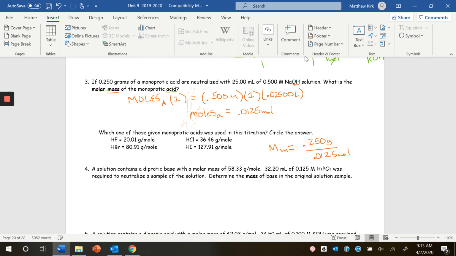So 0.25 divided by 0.0125. And again, with the correct number of sig figs, I think we should have 3 of them. We come up with an answer of right at 20.0 grams per mole. Let me put that on the paper, grams per mole. And to answer the question, that would be HF.